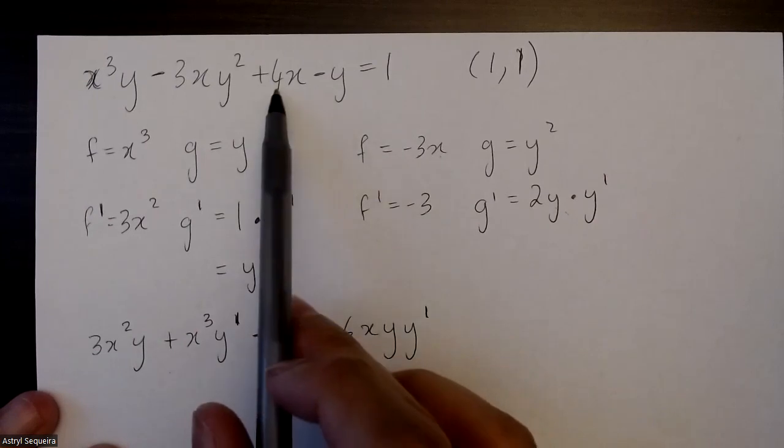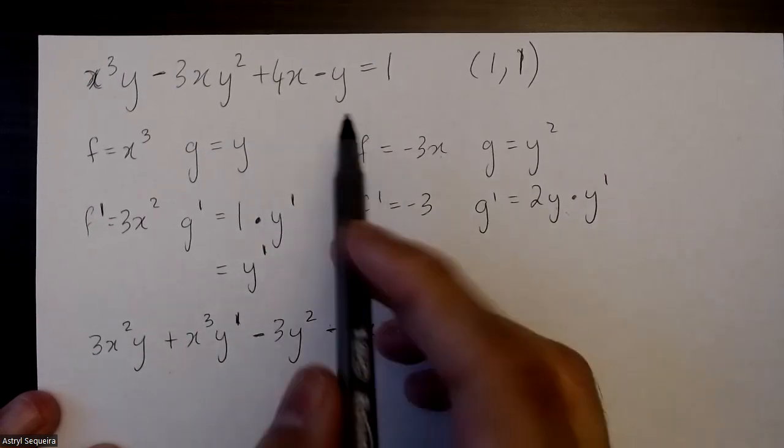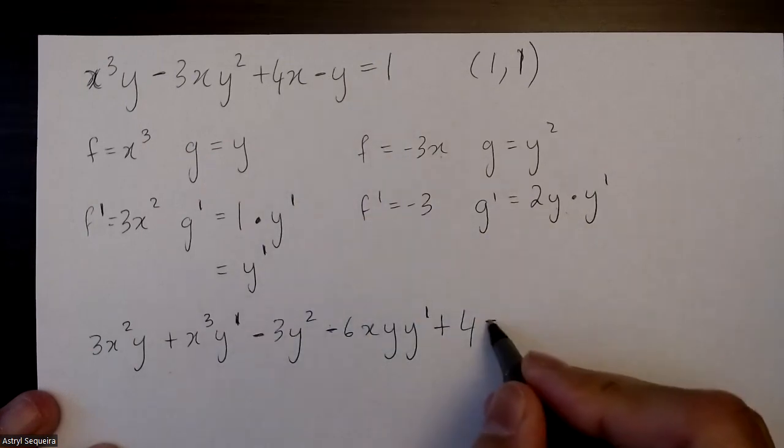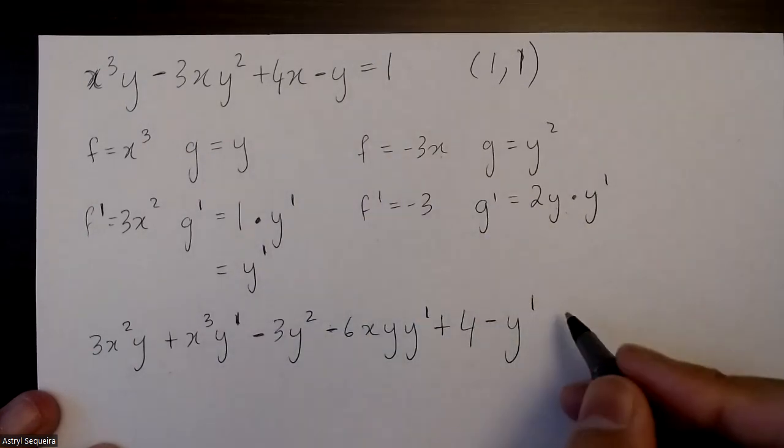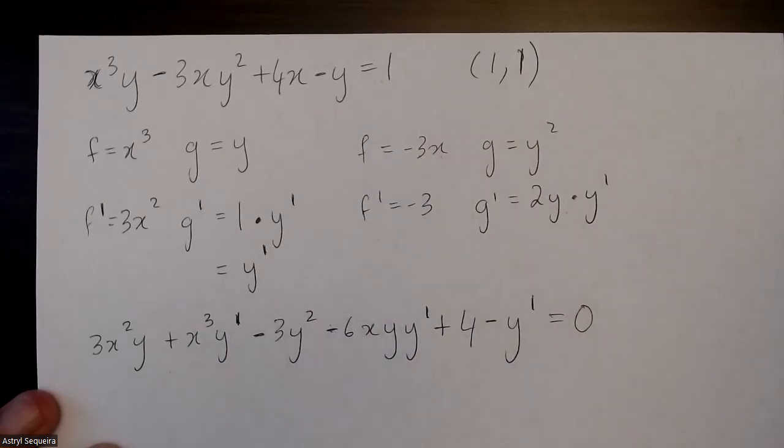Let's go to the next term here. The derivative of 4x is just plus 4, and the derivative of negative y is just negative y prime. The derivative of 1 is just 0.